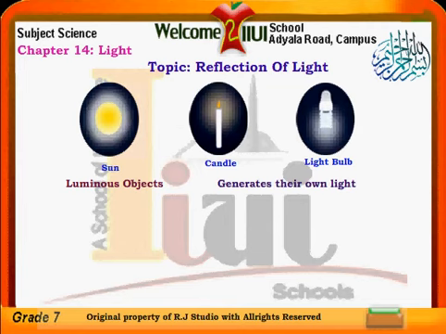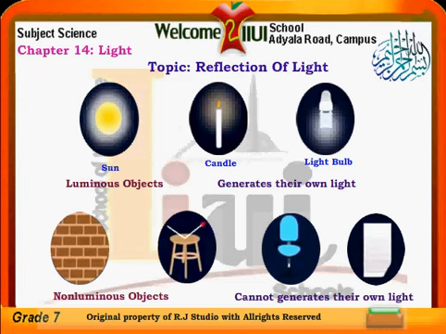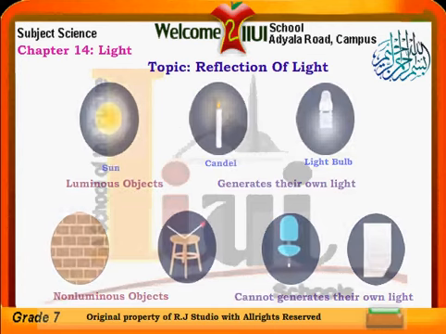Many objects around us are non-luminous, that is, they cannot generate their own light. However, these objects reflect the light from luminous objects from their surfaces. And because of the reflection of light from their surfaces, we can see those objects.